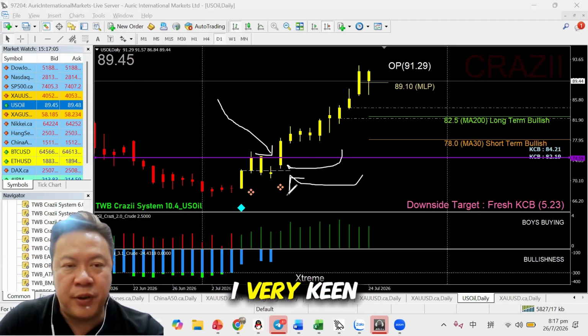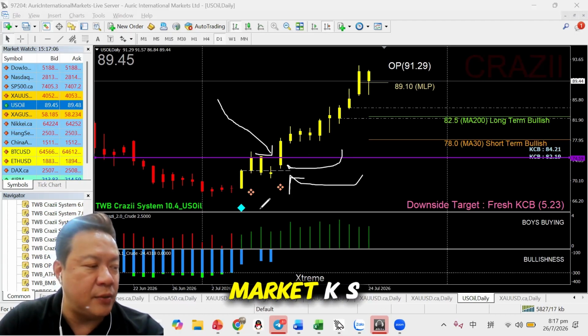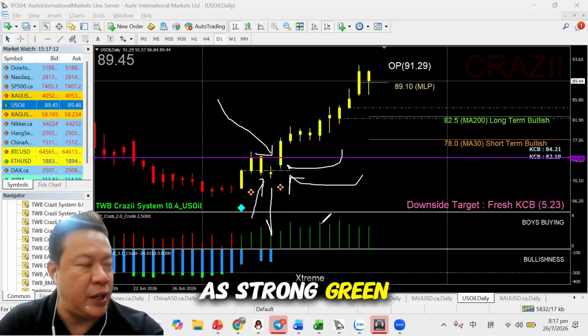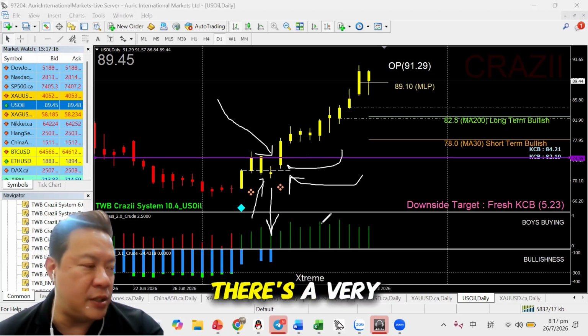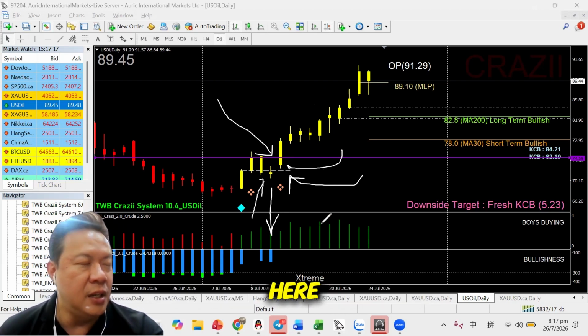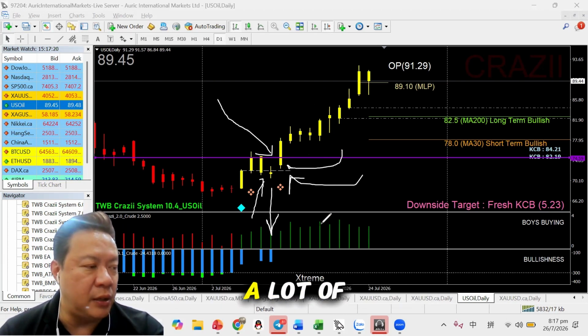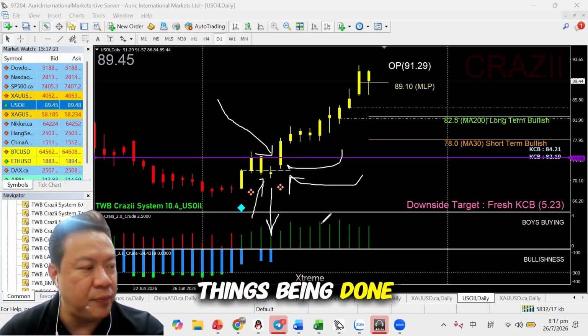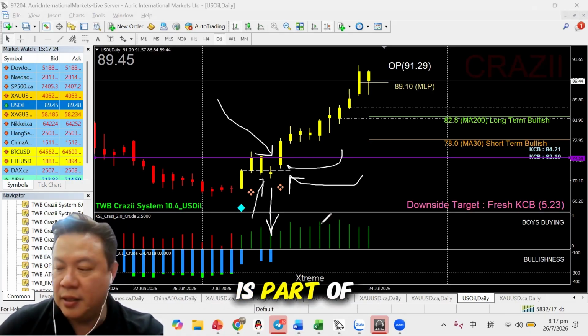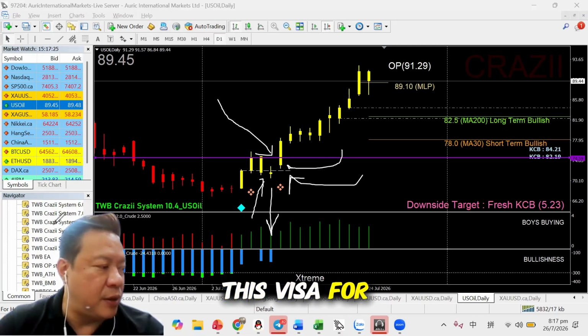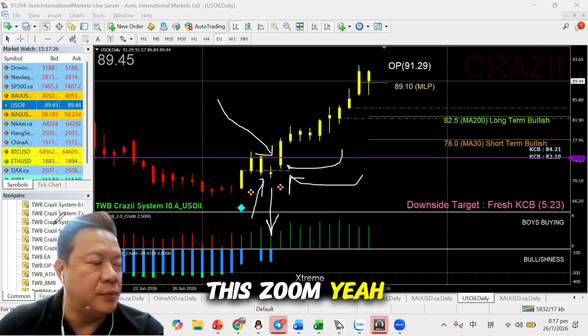So why was I very keen on this? Because when the market was really flat, you can see that the KSI retained a strong green. So either that means that there's a very strong candidate inside here, or basically we are talking about a lot of things being done, because all this thing is part of this reason for this zoom, yeah.